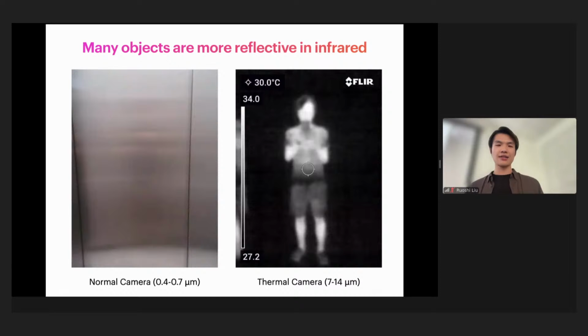Here's a very nice example. In the normal camera, a very polished metal could probably be a good mirror as well. But you don't see a clear reflection on the left because the surface is more or less matte, a little bit rough. But you see a very clear reflection in the thermal camera. Why? The reason is that the wavelength of infrared is longer, so it has a higher tolerance for rough surfaces. So with a matte metal surface, you could still see a much clearer specular reflection in the thermal camera than in the normal camera.